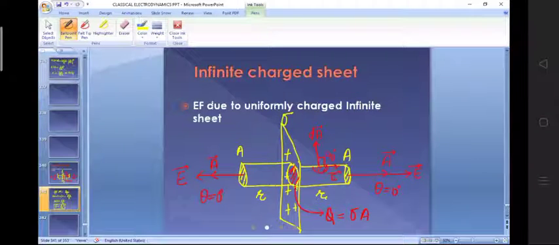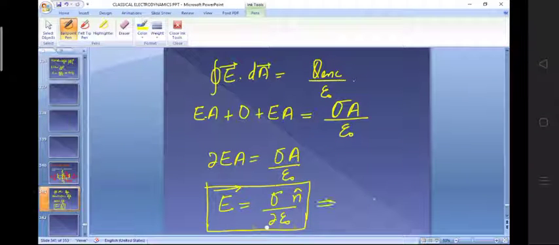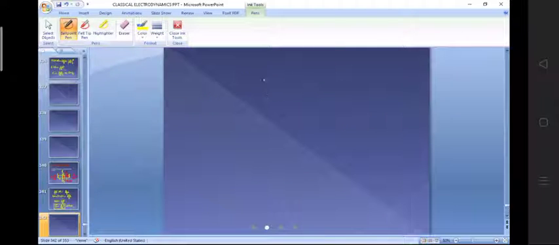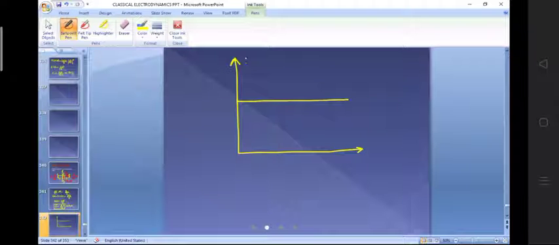So this implies that the electrostatic field is proportional to r to the power 0, or it means that it is independent of r. And in case you want to plot the graph of E versus r, that graph will be simply a straight horizontal line like this. So this is the E versus r graph, a horizontal straight line, and the electrostatic field here will be equal to sigma divided by 2 epsilon naught.